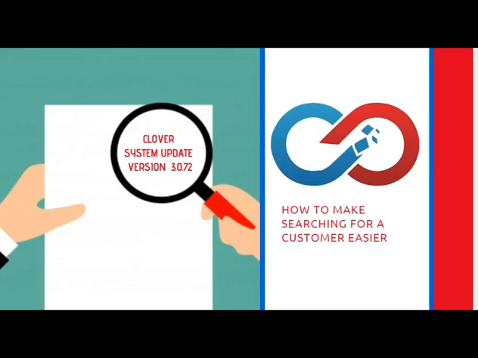This video is going to cover a Clover system update, version 3.0.72. This updated the search fields on the Clover system to make it a little bit easier to find customers during the checkout process.